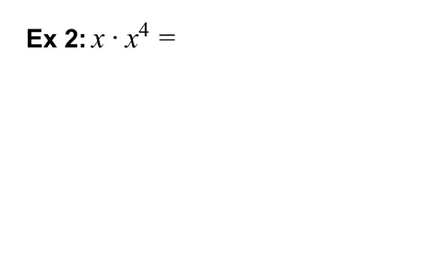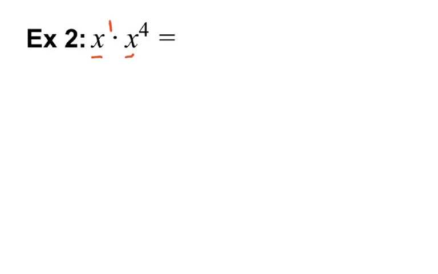Example 2, now we're dealing with variables, but notice we still have the same base of x. Now, we might not know what that first x is being raised to. Just remember, there's always going to be a 1 there if it's not written, like so. It's x to the first power.